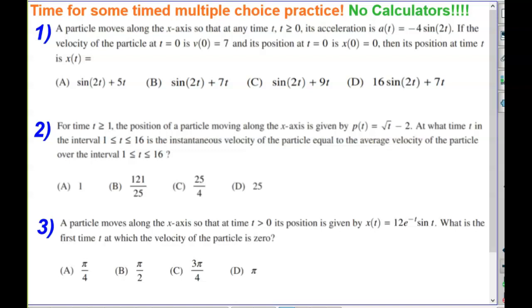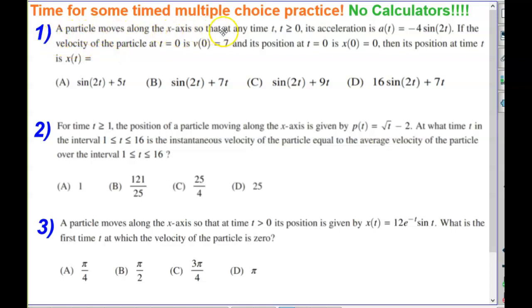We're not going to do all of these just because of time, but let's read through and talk about what we would do with a couple of these. These are multiple choice, no calculator. You just tell me what you would do here, and maybe I'll set up the equation and then we'll stop.